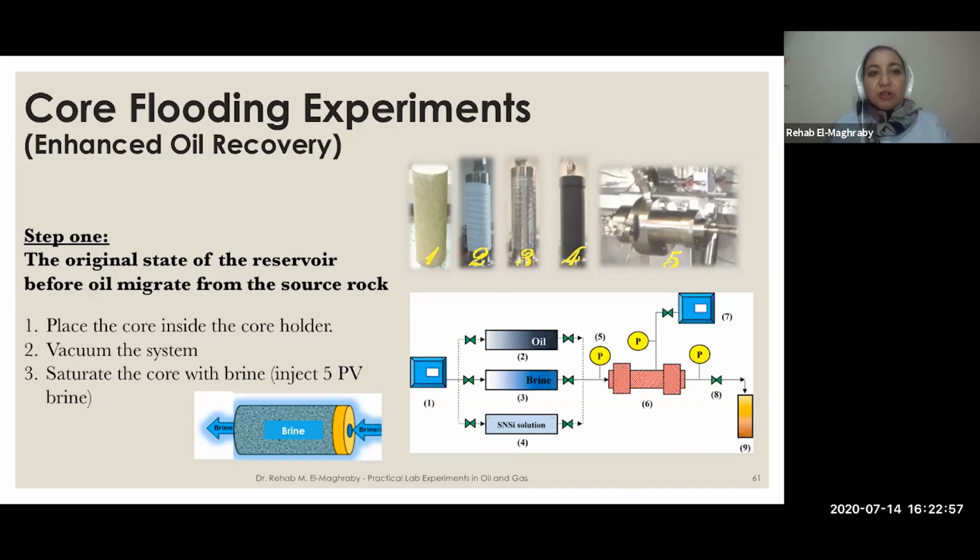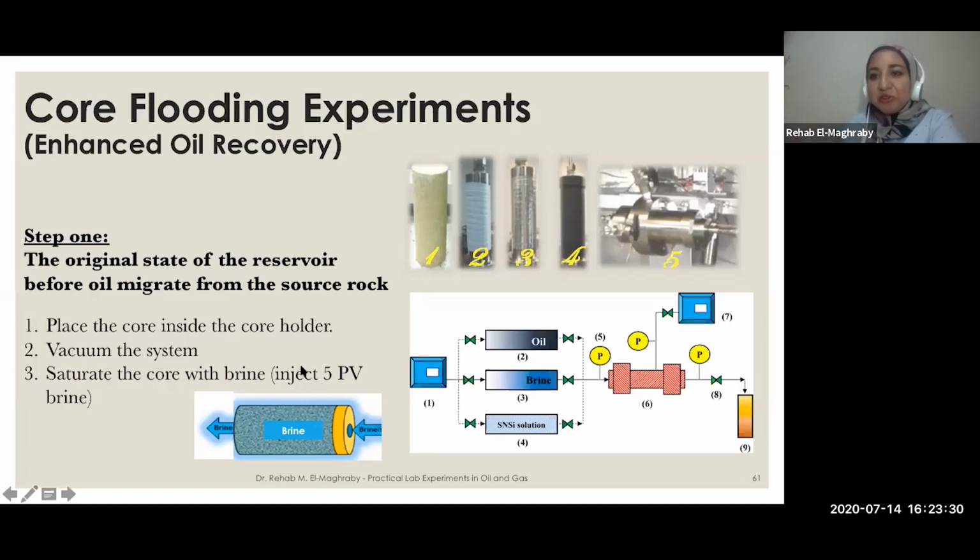So for the core flooding experiment, there are some steps you have to follow to prepare your core. Okay, as I saw in your lab, you are preparing first. You are saturating your core with brine, the early stage of your reservoir. Then you will simulate the oil migration, which is the primary drainage. You are injecting oil, then you will simulate water flooding, which is the imbibition. Then you will inject the enhanced oil recovery fluid. Okay, so the first step is you have to prepare your core.